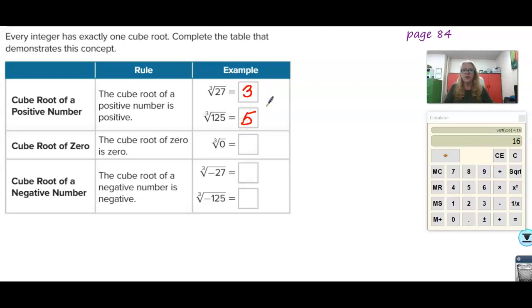Okay. The cube root of 0 is 0, because 0 times 0 times 0. And the cube root of a negative number, negative 27, the cube root of this is negative 3. This can't be positive 3, because 3 positives would give us a positive 27, not the negative 27 we have. And the same thing here, this is going to be a negative 5 and not a positive 5, because this has to end up negative.